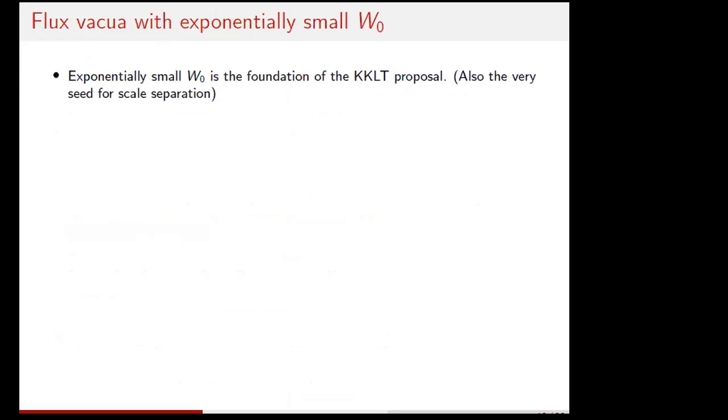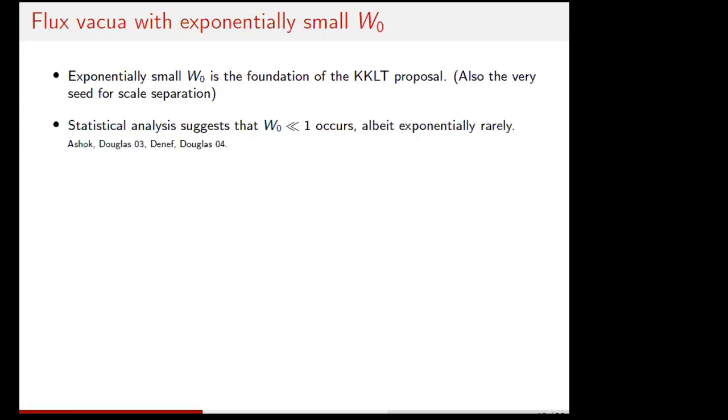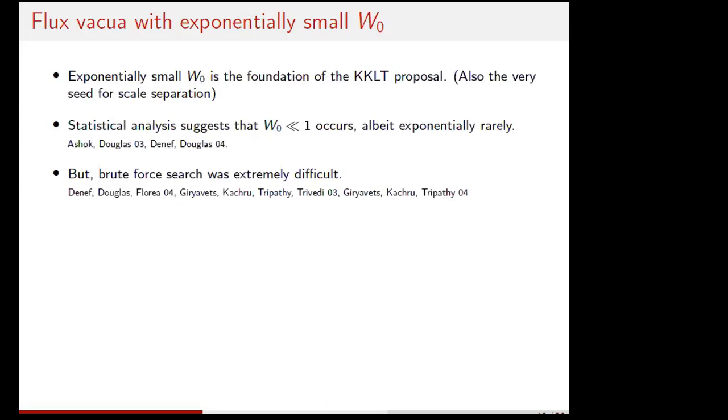So you need to find W0, which is exponentially small. From Denef and Douglas, what you learn is that if you study complex structure moduli space statistically, then you realize that exponentially small W0 should occur, although the frequency with which exponentially small W0 occurs is exponentially small. This is why it's been really challenging to find exponentially small W0 by brute force searches.